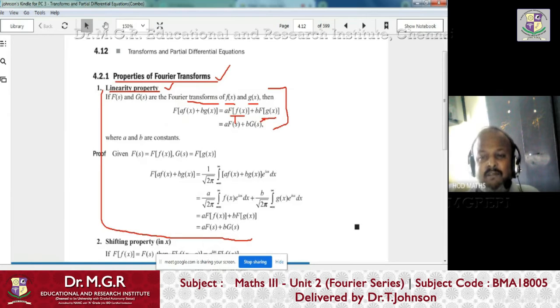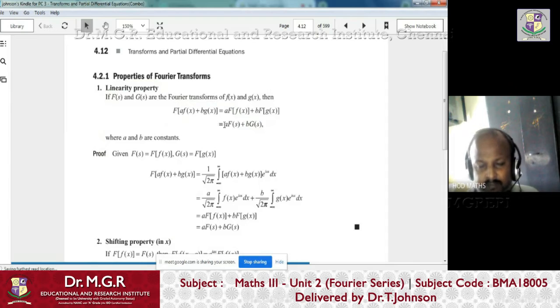Since the functions are different, I use capital F for one function and capital G for another function. But capital G is nothing else; it is also the Fourier transform, representing the Fourier transform of g of x. Or otherwise, you can simply use only one notation, because having two notations will confuse you, f and g. You just use this notation, f of g of x. But what does the property say?